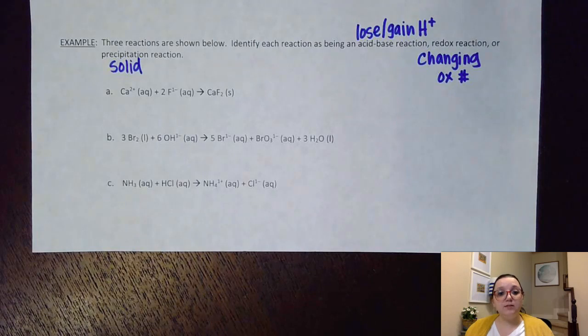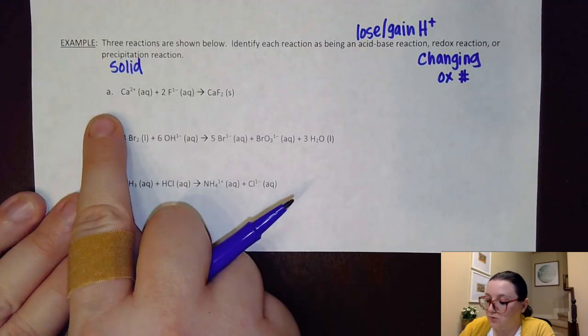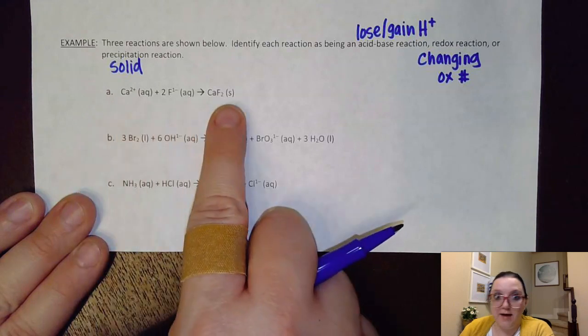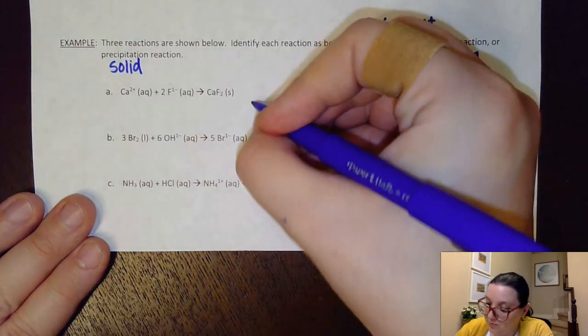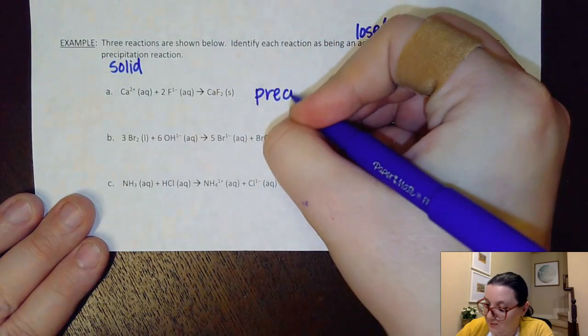All right, so let's go through each of these. We have one of each type on here. You might be able to kind of predict what these are without me, but we're just going to go ahead and talk about them together. So to look here at this first one, I notice very clearly I have a solid forming here. And so it's a really good bet that this guy is our precipitation, and it is.